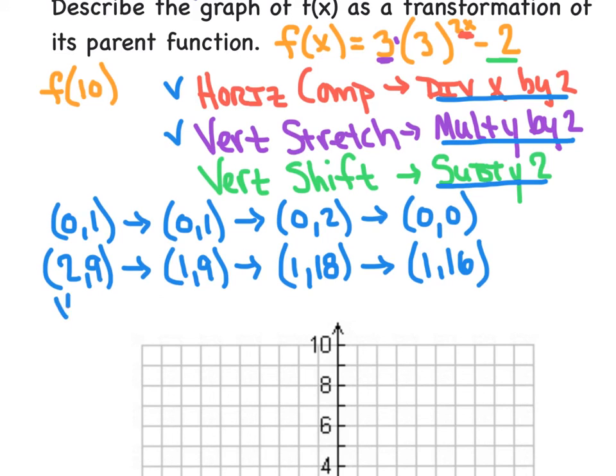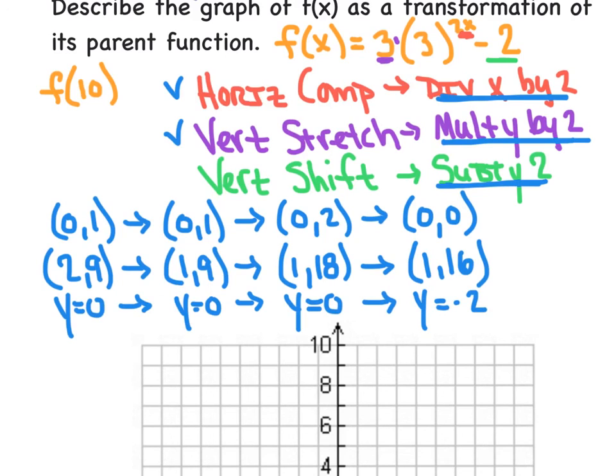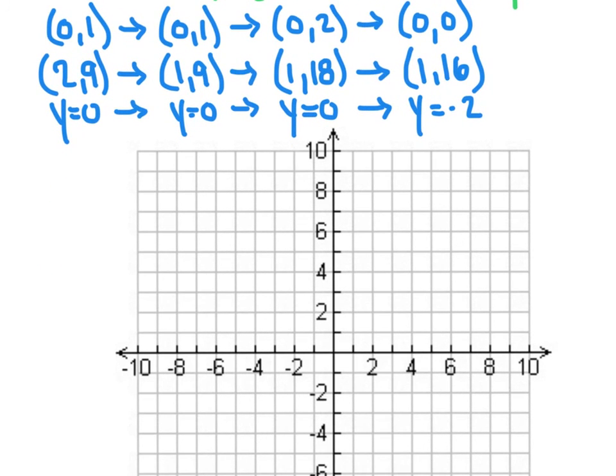And last but not least, let's keep track of that asymptote. If we divide the x coordinate by 2, it doesn't affect the asymptote. If we multiply the y coordinate, it doesn't affect the asymptote. But if I subtract 2, guess what? Now the asymptote's at y equals -2. So let's see if we can graph these 2 points and that line and put it all together.